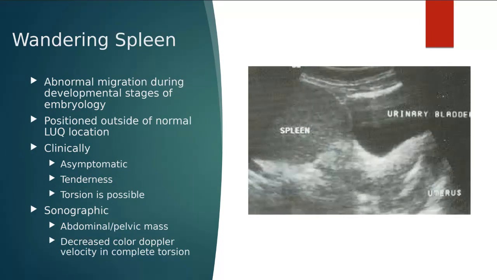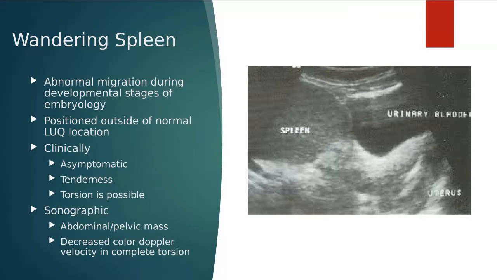On ultrasound, we could see it as an abdominal or a pelvic mass. If we see an echogenic solid mass of tissue in the pelvis, our first thought isn't to think of a wandering spleen. We're thinking of some adnexal mass or some type of pelvic mass, when in reality, it's just the spleen that hasn't migrated up to its normal position.